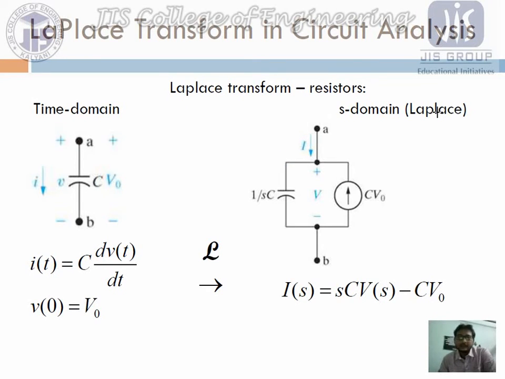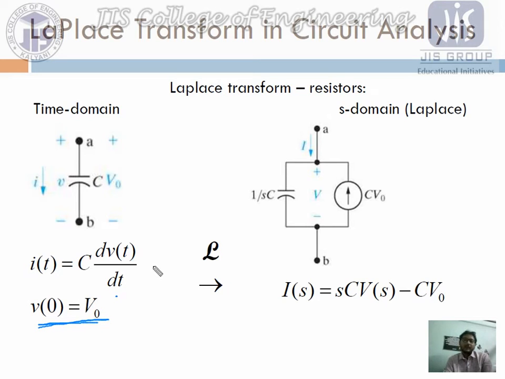Similarly, for the capacitor, what will be the equation? Just like the previous one, for the capacitor also we can write it. So how can we do that? For the capacitor, we know if I is the current through the capacitor having the value C, and initially the capacitor has a voltage of V0, then the current in the capacitor at any time is I of t equals C multiplied with dV/dt, and V of 0 equals V0. It means initially the capacitor has a voltage of V0.